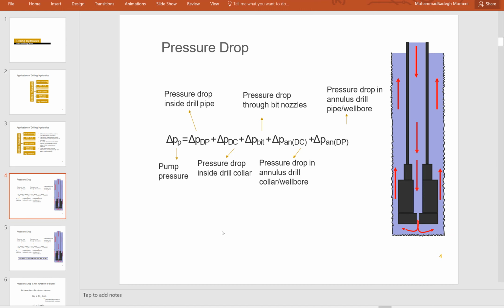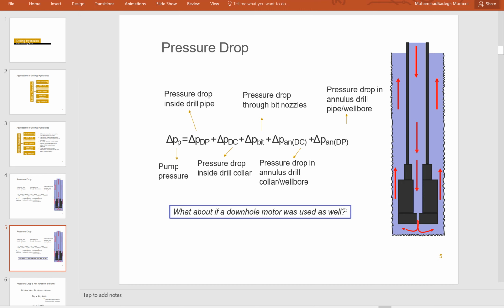As we just mentioned, the pump pressure can be calculated from the pressure drops passing through the drill string, which is drill pipe, drill collar, bit, and the annulus area. And what if I have a downhole motor? If I have a downhole motor, then I will have another pressure drop due to the downhole motor that I have to add here.